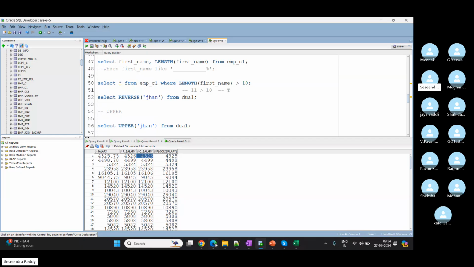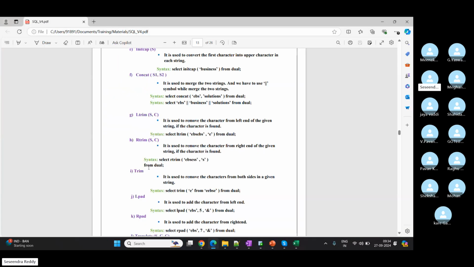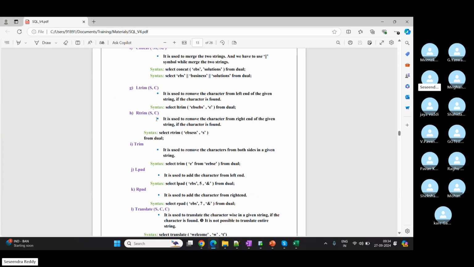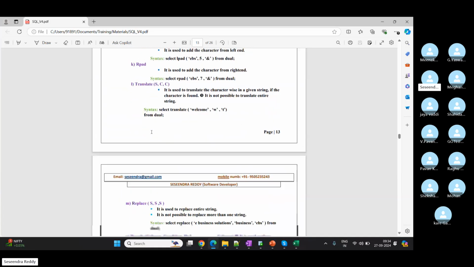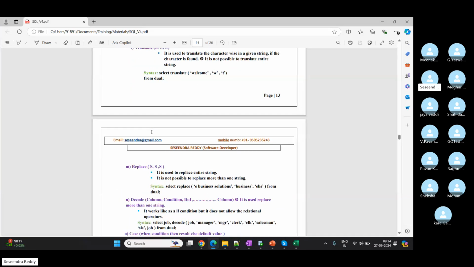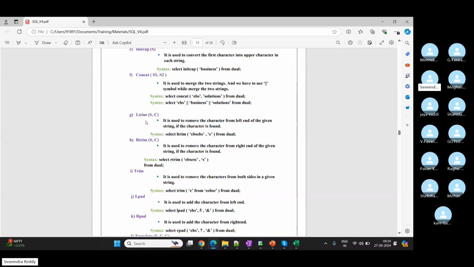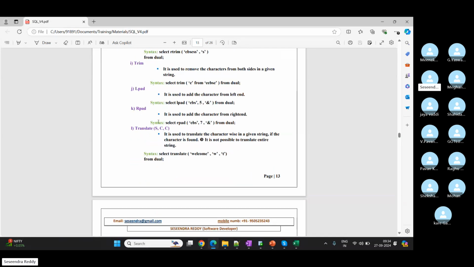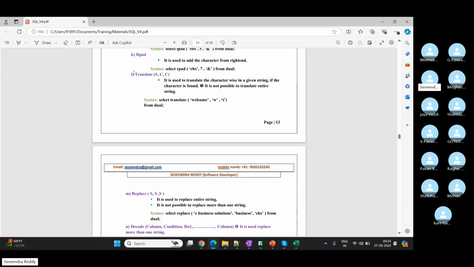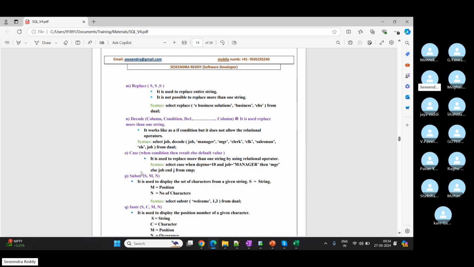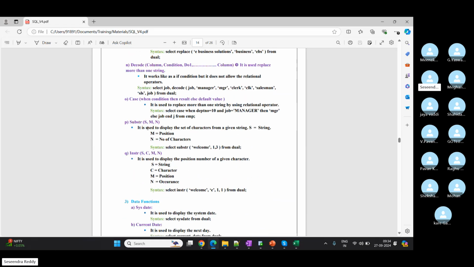Okay, so we are almost done. And then remaining string functions we will discuss in tomorrow's session. So these all are again very important. Trim, okay, 50% I can say, rpad lpad also, but from here, translate, replace, decode, case, substring, in-string, these 6 are very important. Mainly substring and in-string. So this may take more time to understand. Again, no problem, we will discuss clearly with more scenarios.